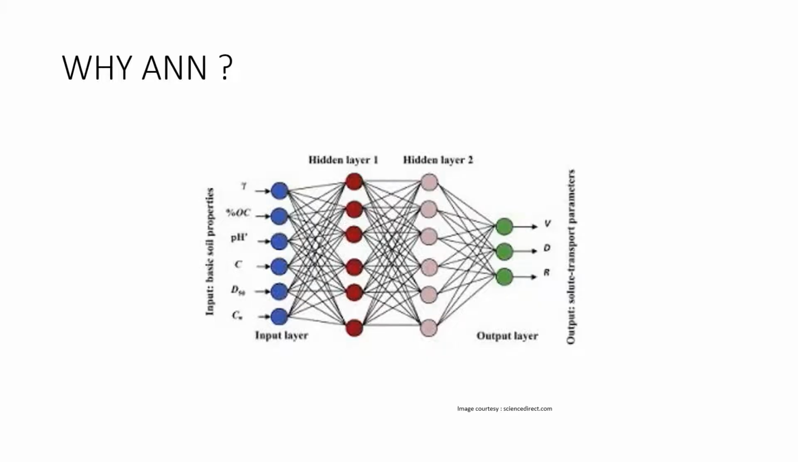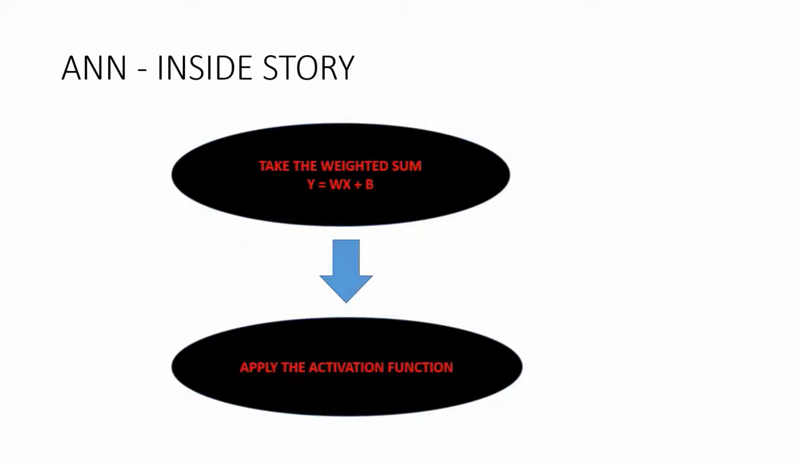Dhanesh here. An artificial neural network, ANN, is the piece of a computing system designed to simulate the way the human brain analyzes and processes information. There are two steps. The first step is to take the weighted sum y = wx + b, where w is the weight and b is the bias. The second is to apply the activation function to the weighted sum.